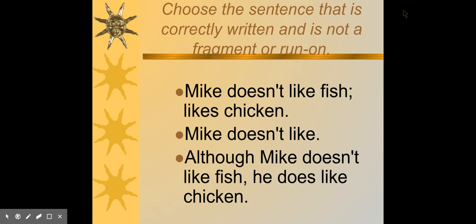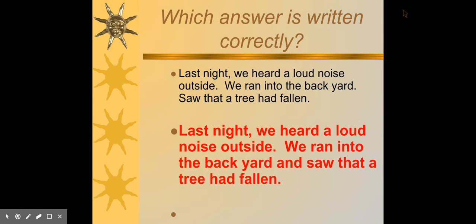In the first one, Mike doesn't like fish, likes chicken. Well, we don't know who likes chicken. The second one, we don't know what he doesn't like. And then the third one, like I said, it has a complete thought and everything makes sense. All right.